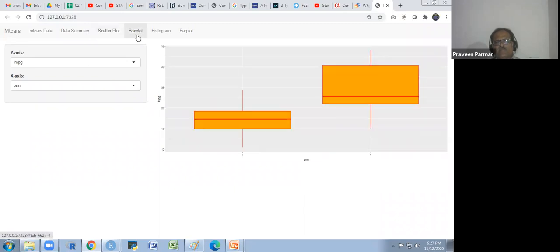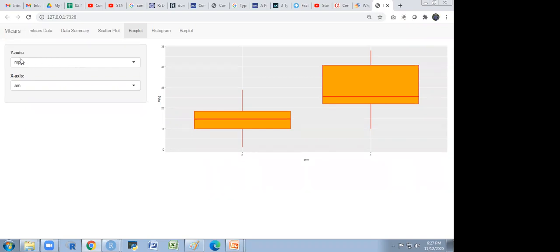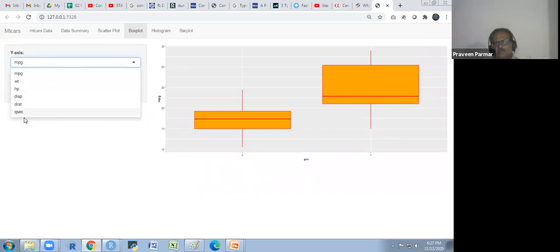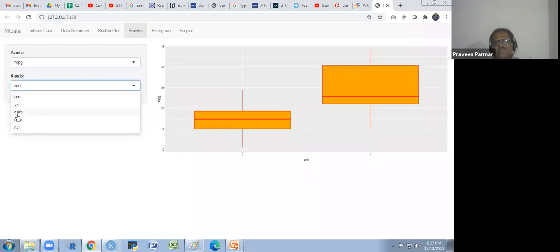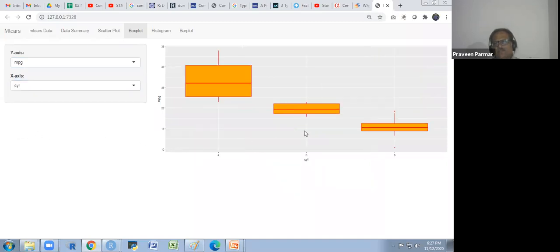The box plot I have created here. In the box plot, you know that on one axis we take the continuous variable, and on the other axis we take the categorical variable. Right. So on the y-axis I have taken all the continuous variables. On the x-axis I have taken the categorical variables: VS, carburetor, gear, and cylinder. You will see this. I could change the color also, but I have not done it there. So we have so many options.